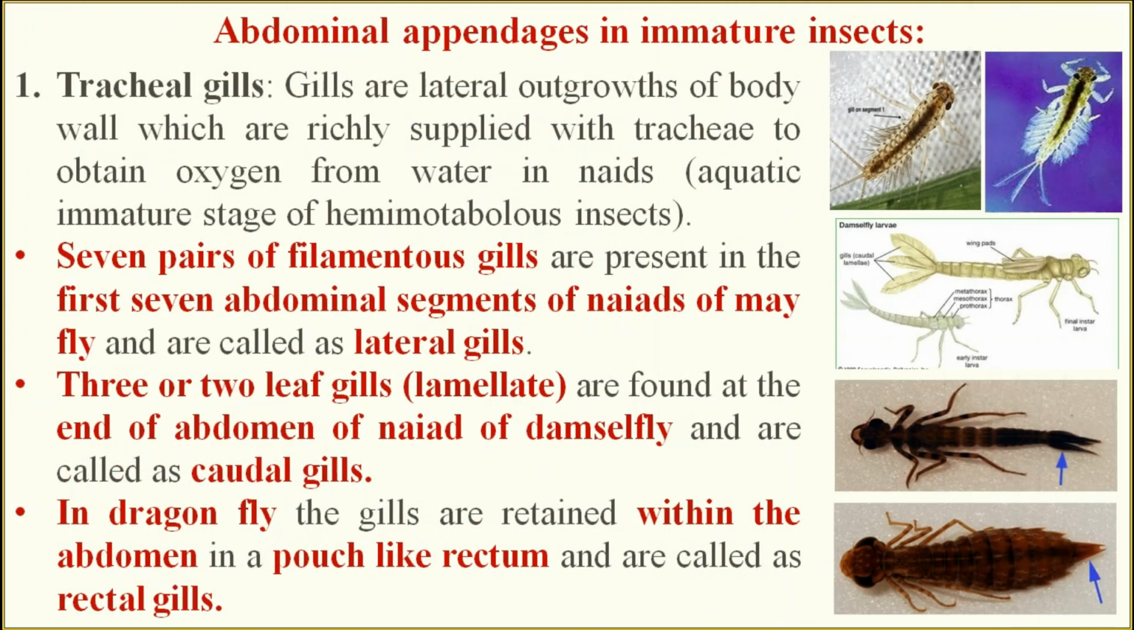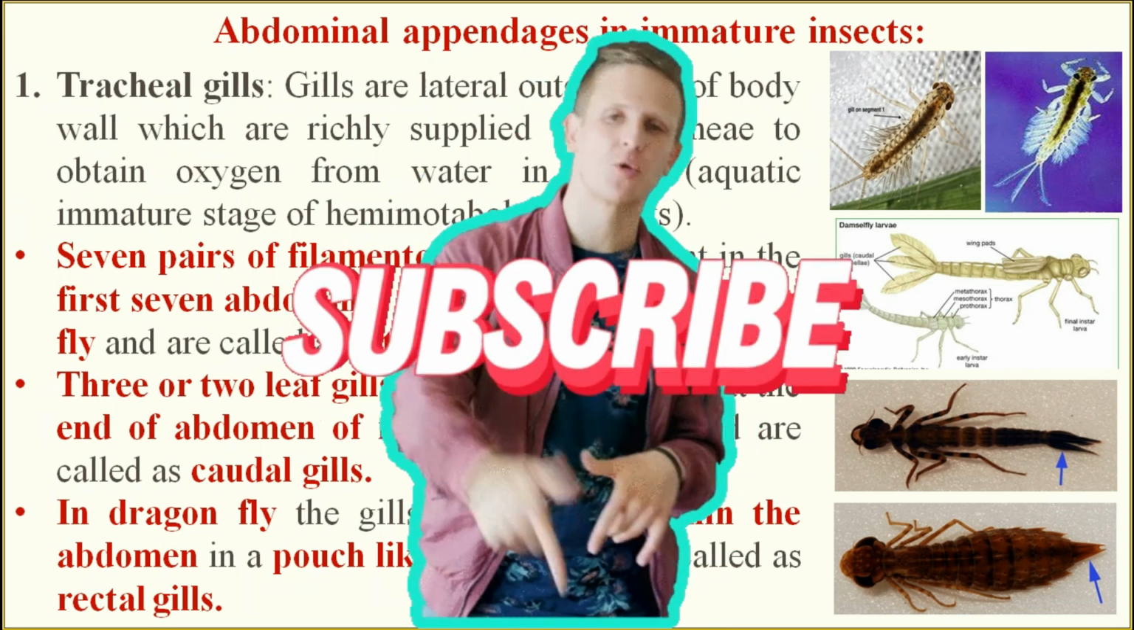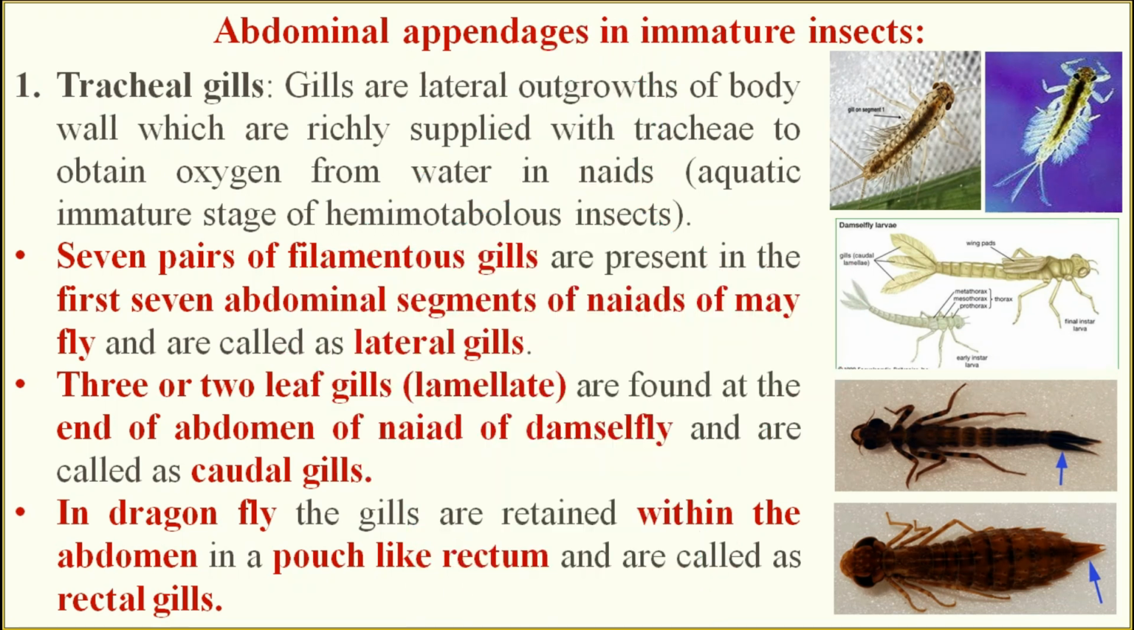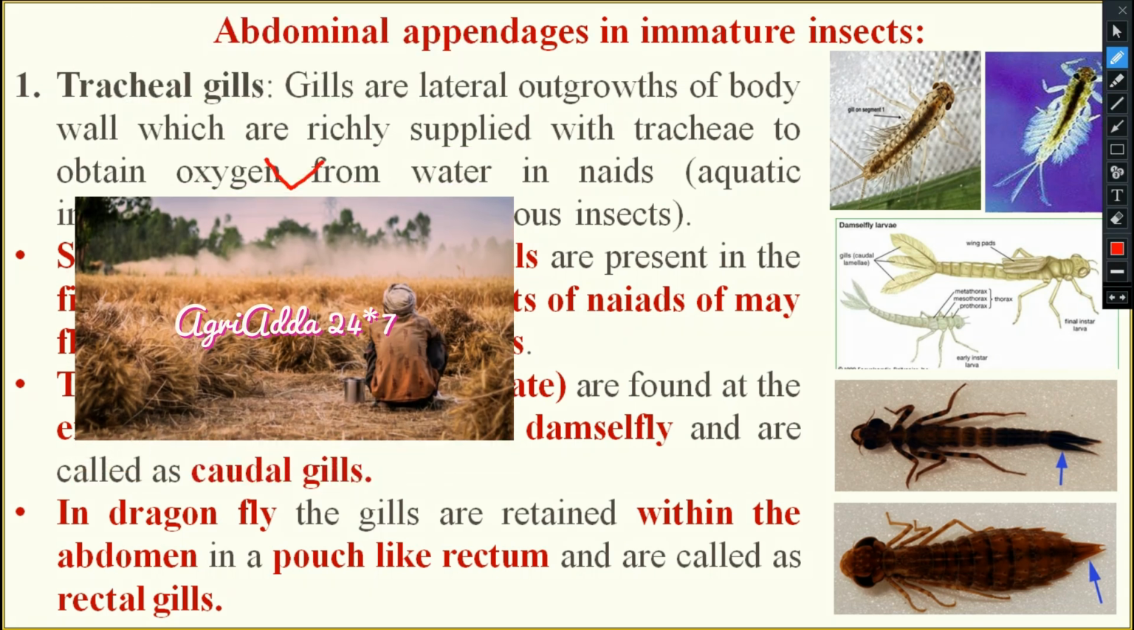Next you see abdominal appendages in immature insects. I told you that generally the pregenital appendages are present either in immature stages or in the apterygotes only. So the first one is your tracheal gills. Different types of gills are present. Abdominal gills are present in the insect. It is different in different insects. You see the first one is filamentous gill. Tracheal means what? That is for respiration.